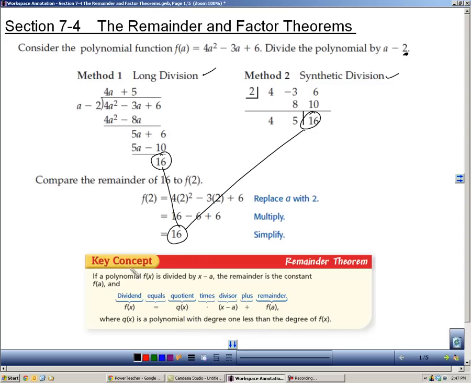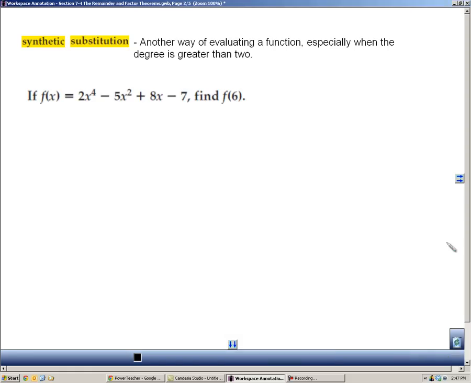Now, I'm not going to try to explain this in the theorem form. I think it's easier if we look at examples. So on the next slide, I'm going to give you a definition of something called synthetic substitution and tell you that that's another way of evaluating a function, especially when the degree is bigger than 2. Look at this function. This has a degree of 4. And we certainly could plug f of 6 into this function. In fact, we're going to do that to just show you what we get if we plug a 6 in.